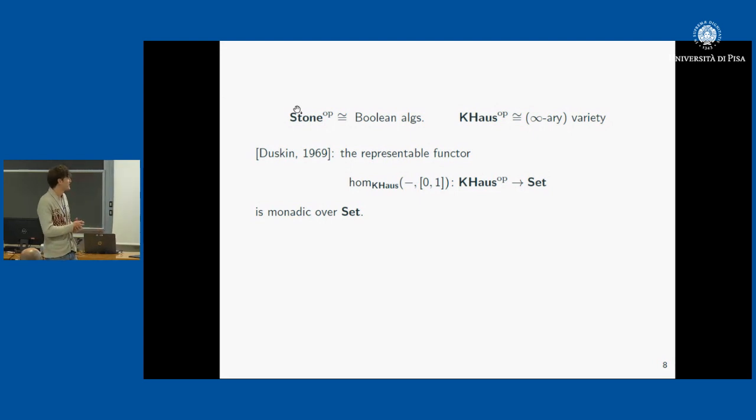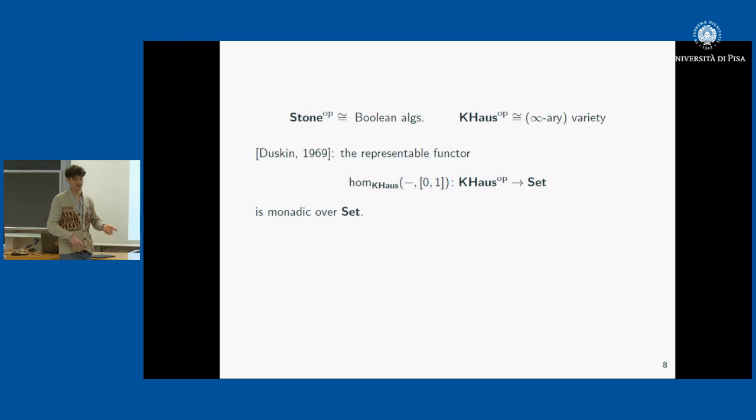Something analogous happens for the larger category of compact Hausdorff spaces. The dual is monadic over Set, with the monadic functor given by a representable functor. For example, you can choose the unit interval [0,1]. So compact Hausdorff spaces are dual to a variety of infinitary algebras, with operations of infinite arity. This was proved by Duskin.